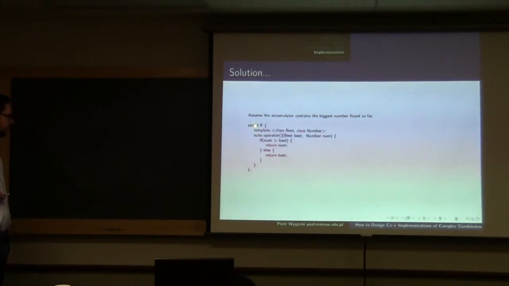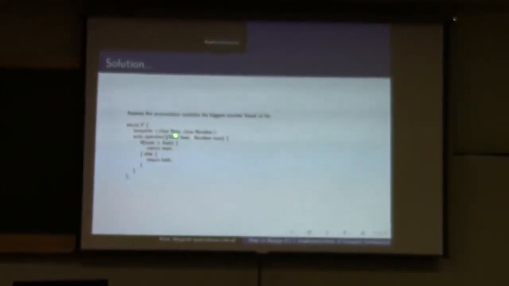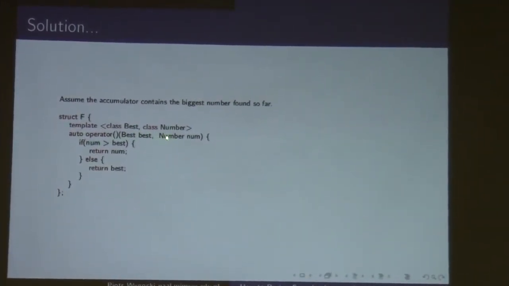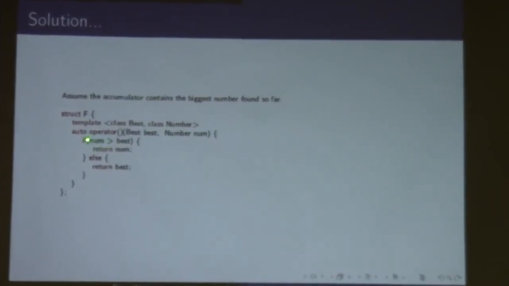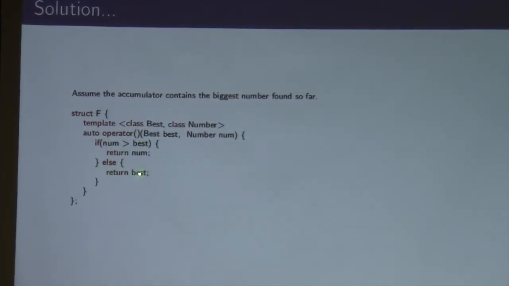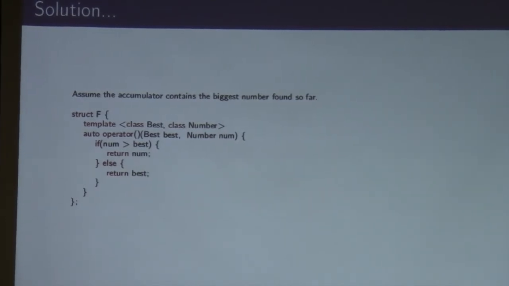We've got the functor f. It takes the accumulator, which is the best one found so far, and the next element of the sequence. And if our new element is better than the previous best, we return the new element, and we return the previous best otherwise. It's very easy, isn't it? But actually this code is wrong. It's not going to compile in some cases.